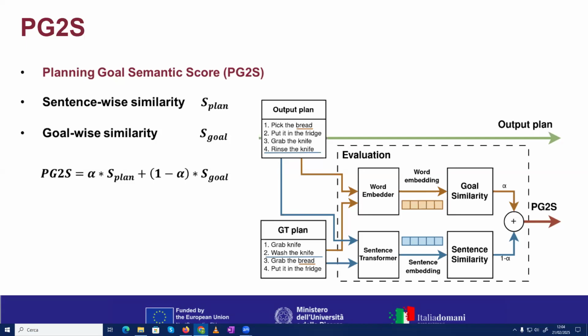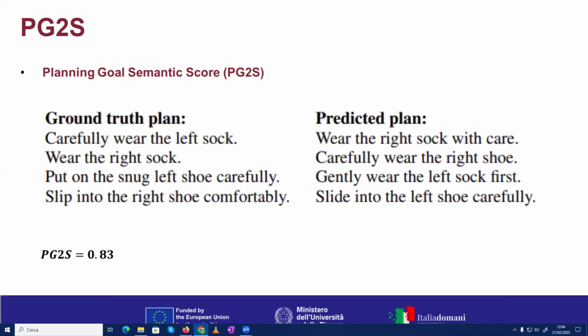In this case, the verbs represent the action in the sentence, the action that we do in the scene, and the objects involved in that action. In this case, we compute with the word embedding the similarity between only the action and the noun involved in the action. And then we compute the final score using alpha parameters that allow us to evaluate the average of the goal-wise similarity and sentence-wise similarity. And in fact, in this case, we obtain a value of 0.83.